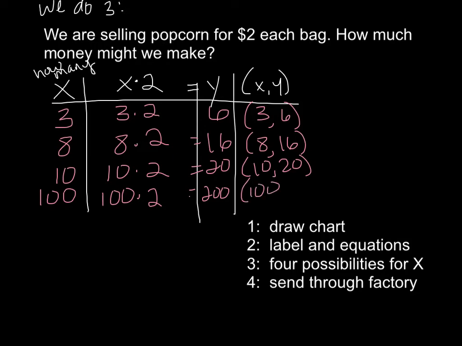So those were just random possibilities for x, and then I send it through the factory, the math that would have needed to be done if I had sold that many, or that many. And that's how much I would make if I sold that many, or that many. So it's just giving you possibilities is what that sort of equation is doing. We don't know yet, but if we sell 100 bags, we're going to make $200.